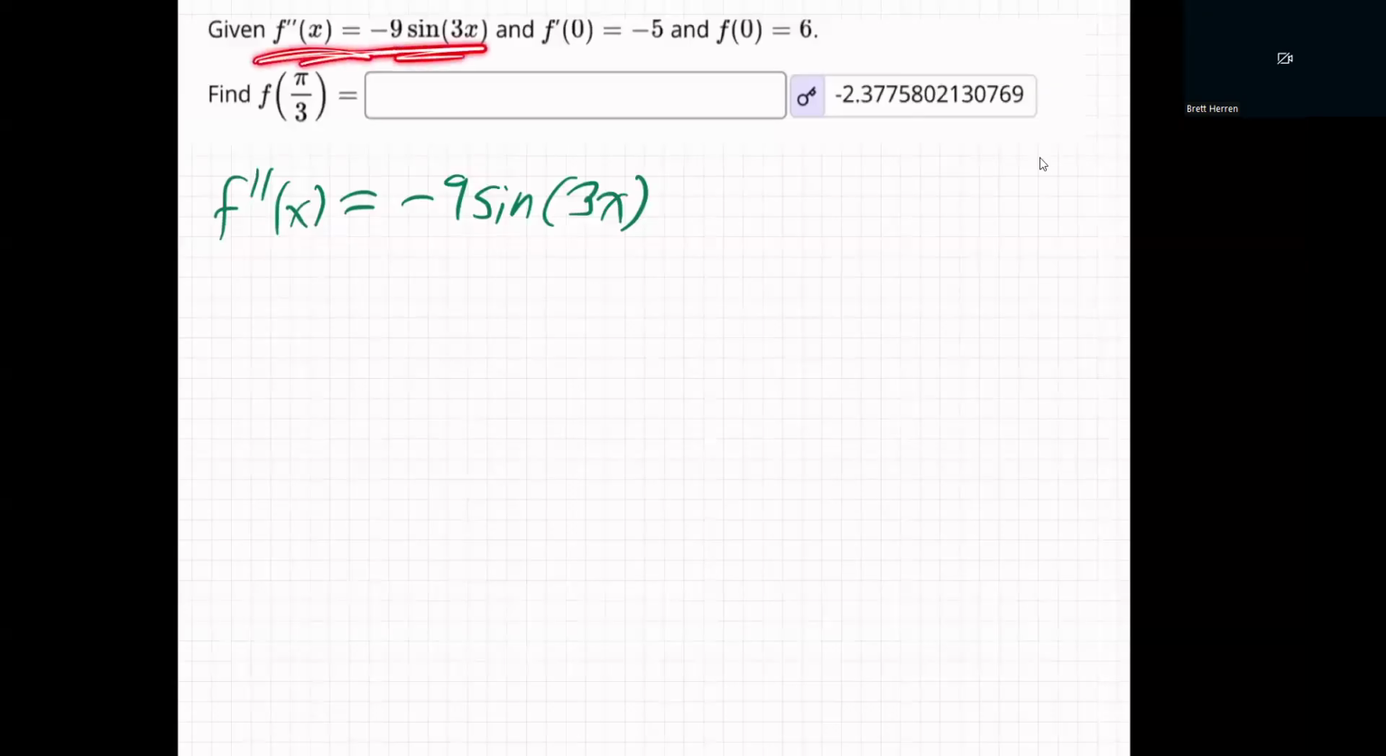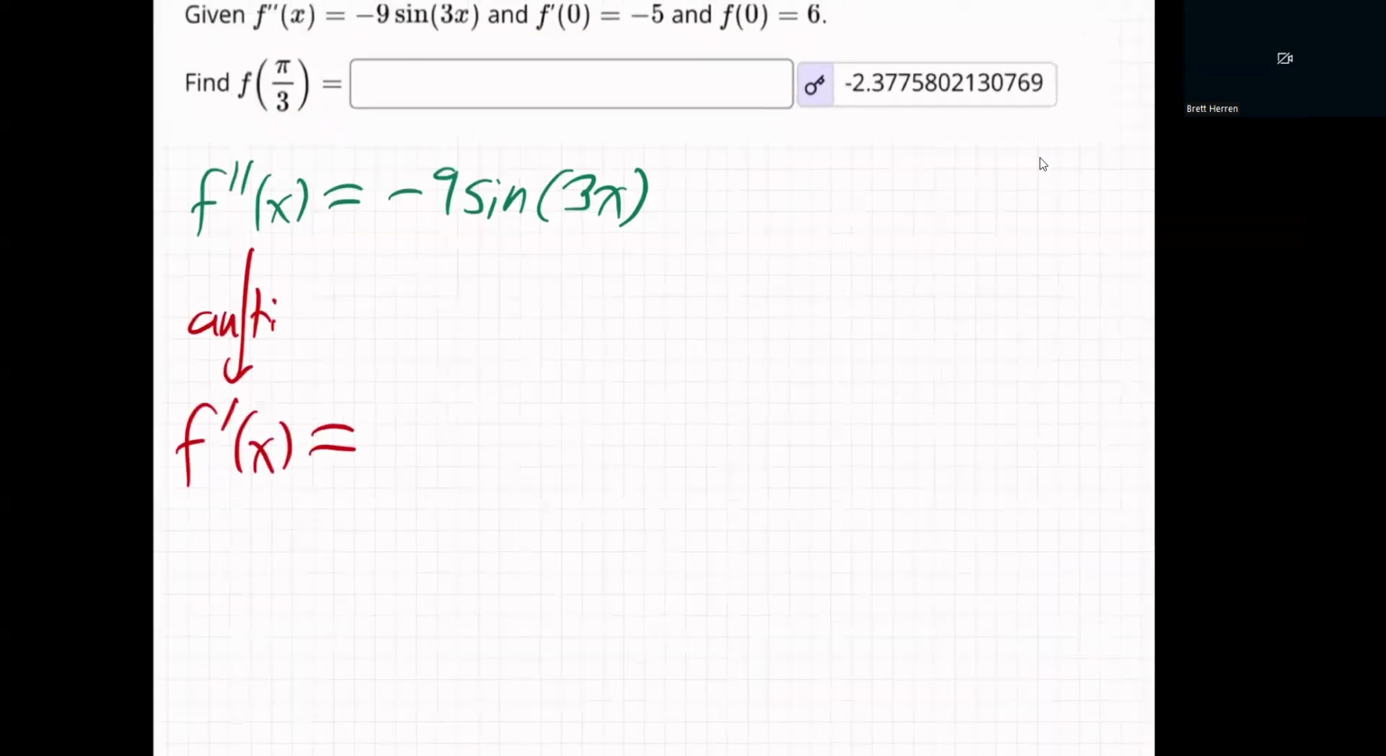f double prime of x is minus 9 sine 3x. It tells something about f prime and f, and then a final question. So what's going on here? They want us to go from double prime back to single prime back to no prime. So those are antiderivative steps as we're taking off the primes. First antiderivative step, we'll go back to single prime.